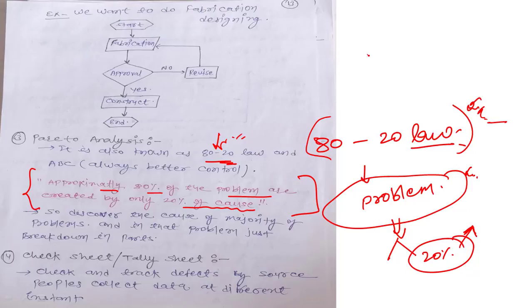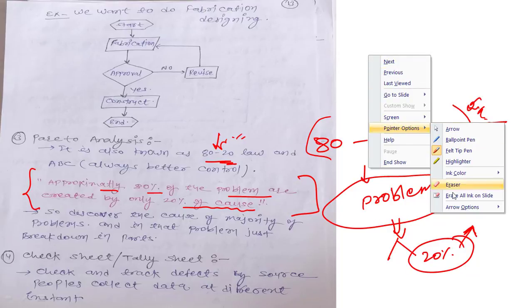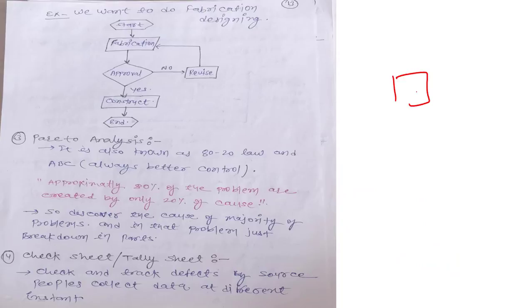For example, I am making some product and some problems are there. But the total product is getting problems only because of 20% of causes. The scientist said that all problems happening, there are only 20% causes for the 80% of problems happening.